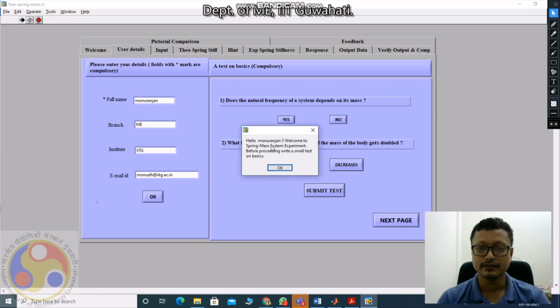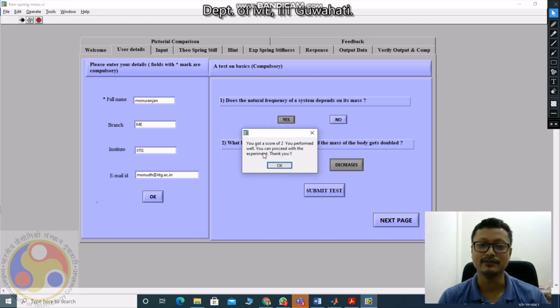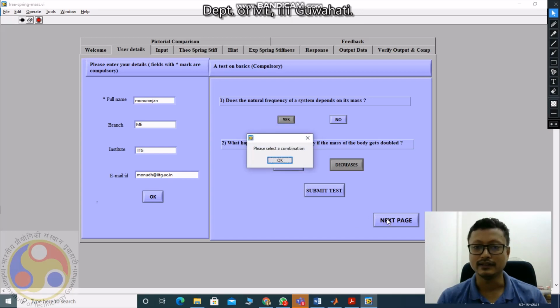A message will come like this. Then two questions are asked here: does the natural frequency of a system depend on mass? The answer is yes. What happens to the natural frequency if the mass of the body is doubled? It will definitely decrease. Natural frequency will decrease. Then submit. I got 2 out of 2, very good. Then click next page, submit, then next page, then go to input.